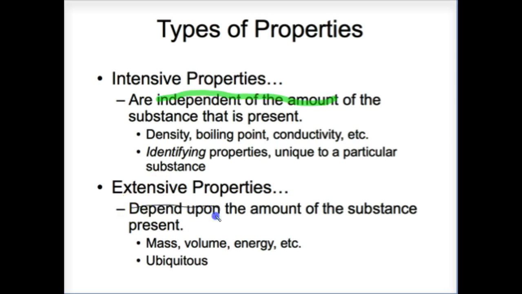Let's undo that and try again. Let's try a highlighter. Extensive depends upon the amount. Intensive is independent of it. So examples of anything where changing the amount changes the property itself, that's going to be mass, that's going to be volume, that's going to be the amount of energy when I burn it. Something that is independent is density, boiling point, conductivity, temperature. Temperature is independent of the amount I have, etc. So those are your two classes of properties.